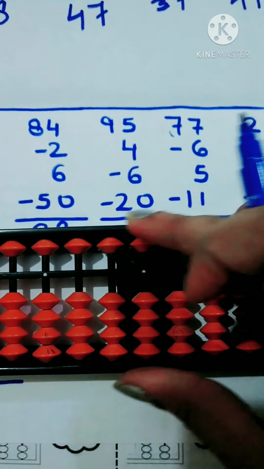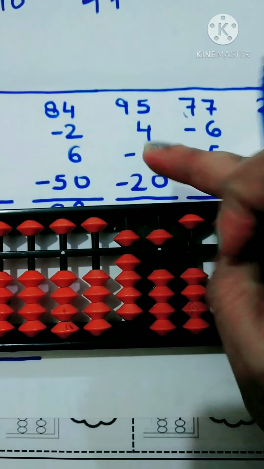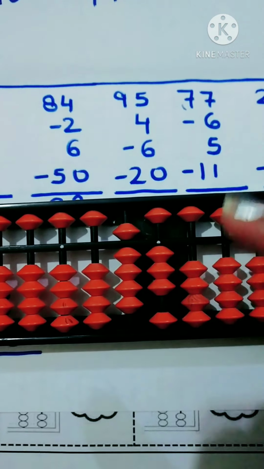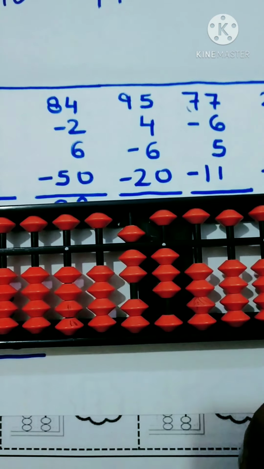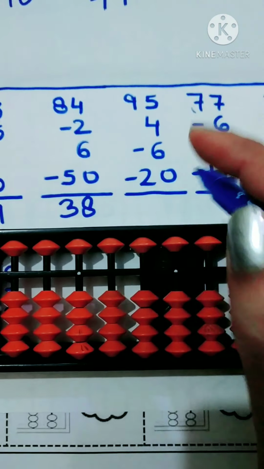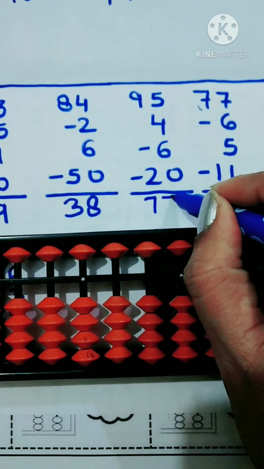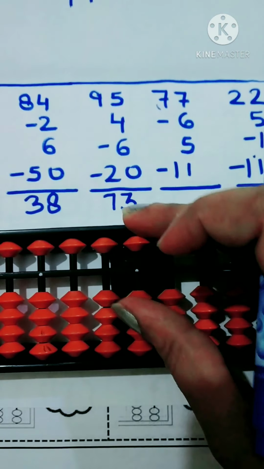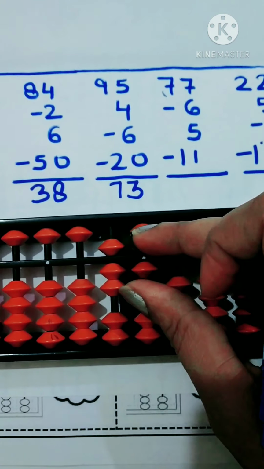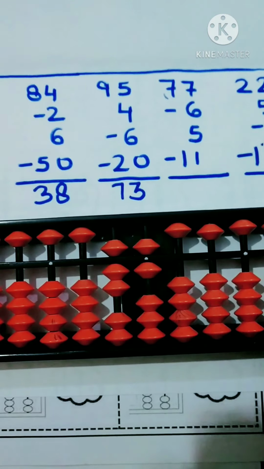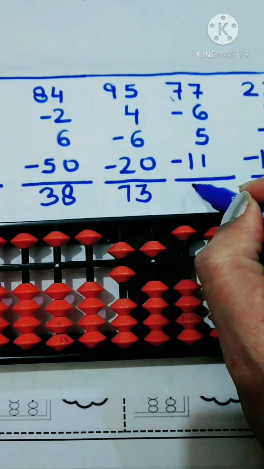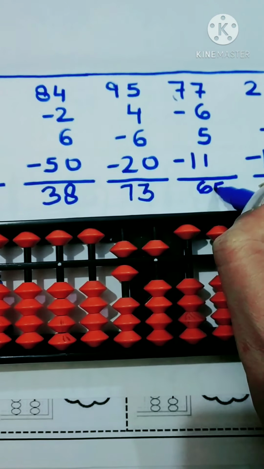Next, 95. 4 less 6 less 20. Then my answer is 73. Next is 77, less 6, 5 and less 11. 65. My answer is 65.